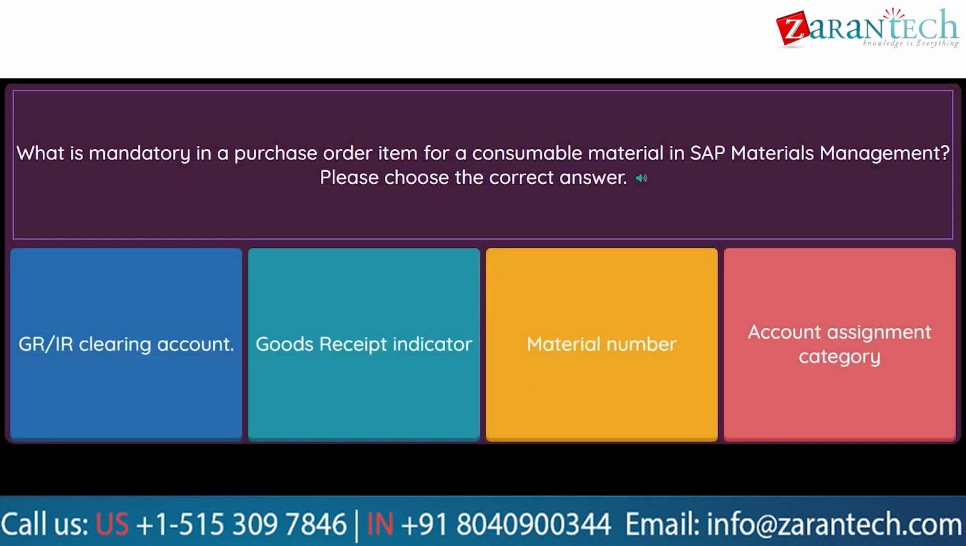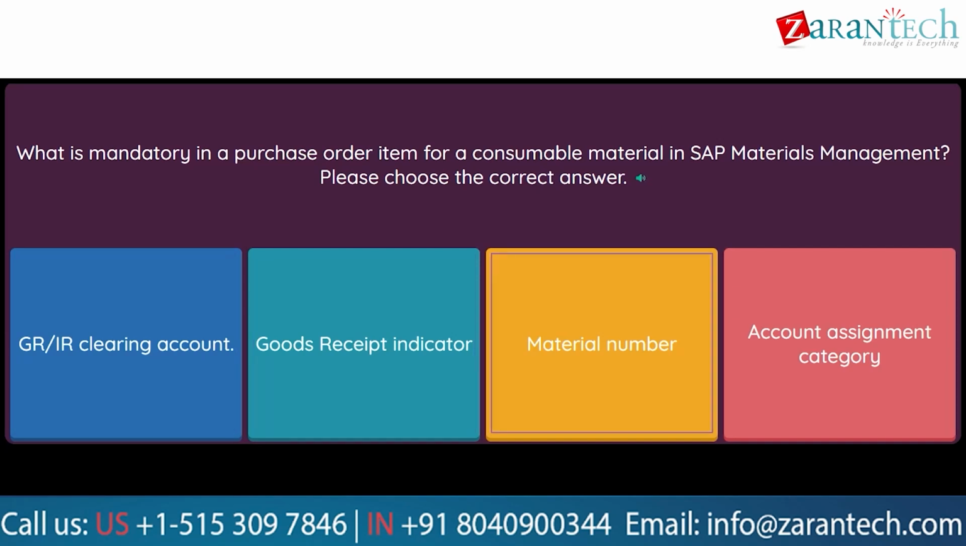Question: what is mandatory in a purchase order item for a consumable material in SAP Materials Management? Please choose the correct answer. Option 1: GR/IR clearing account. Option 2: goods receipt indicator. Option 3: material number. Option 4: account assignment category.